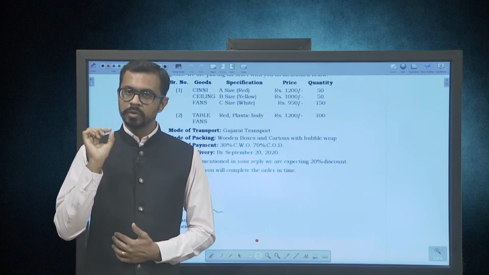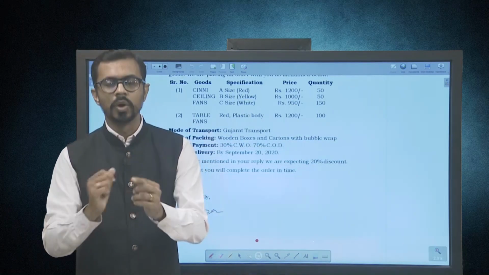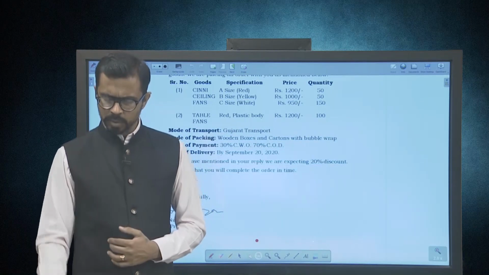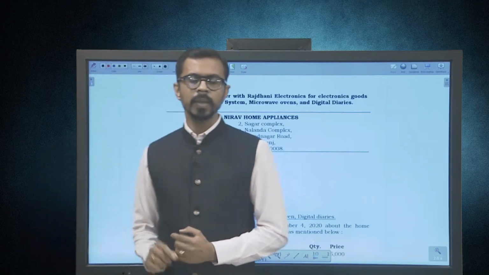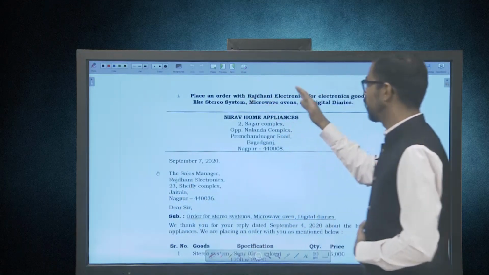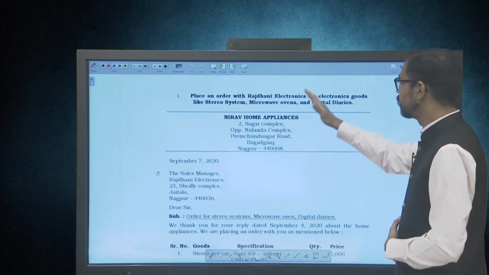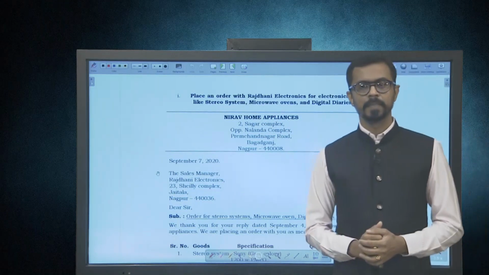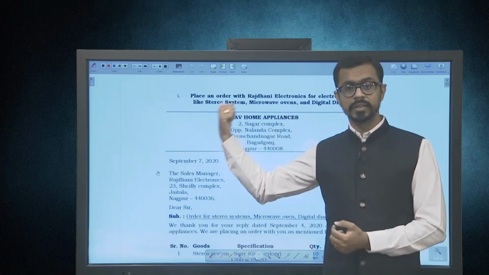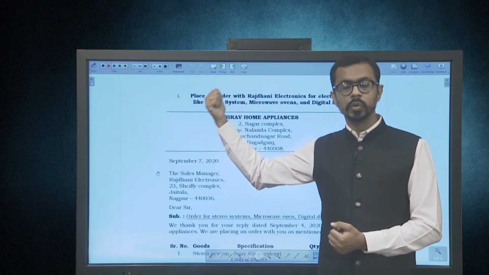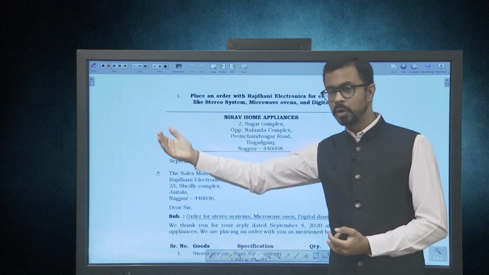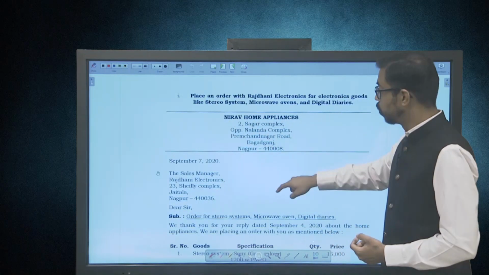So this was one of the examples of the order letter. Let us have one more example. Place an order with Rajdhani Electronics for electronics goods like stereo system, microwave ovens, and digital diaries. So you are placing the order for these three things. The specifications will include all these things. Now, coming to the letter part, how do we write?